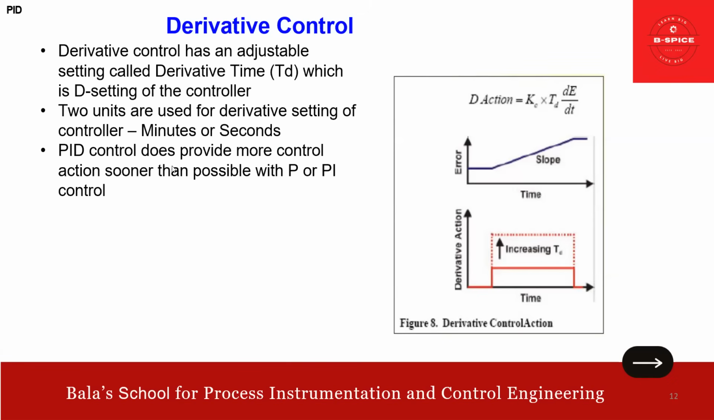So PID control does provide more control action sooner, that's faster than possible with P or PI control. So that is the point. Always think, friends, if it is derivative, it means you will have a faster action. If you go back, with proportional control you have offset. With integral control, you nullify the offset, right? And derivative is a bit faster. But it has its own disadvantage also.